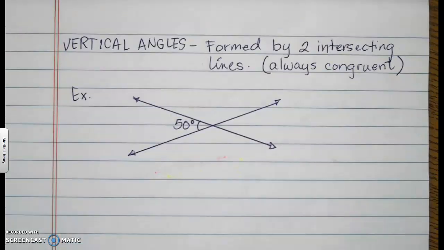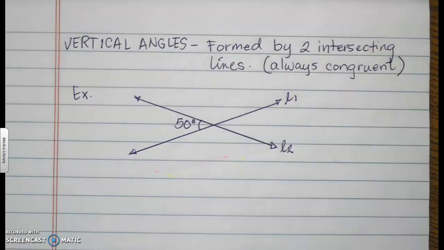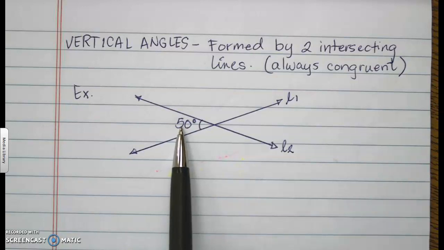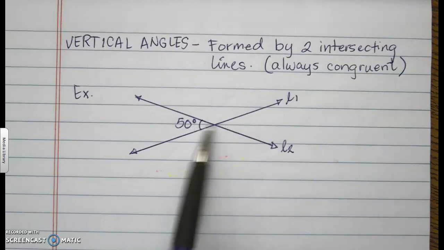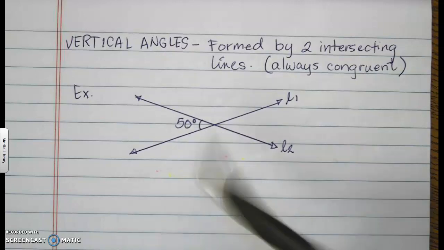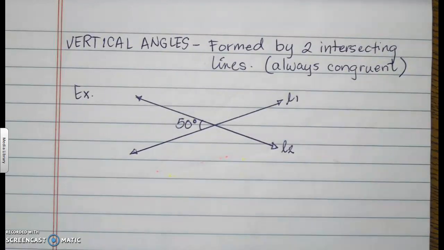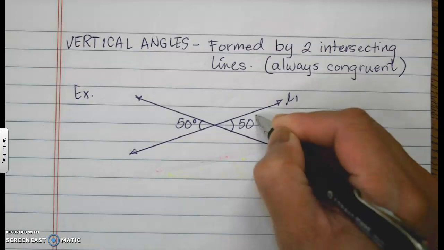This will be my last for the angle pairs. Vertical angles. Vertical angles are formed by two intersecting lines. Let me call this my line 1 and this my line 2. I would like to work with this while you're watching. If this is 50 degrees, vertical angles are always congruent. These are the opposite angles right here. Those are your vertical angles. That's one pair, and these are another pair of vertical angles. They're always congruent, so it follows that this right here is 50 degrees as well.